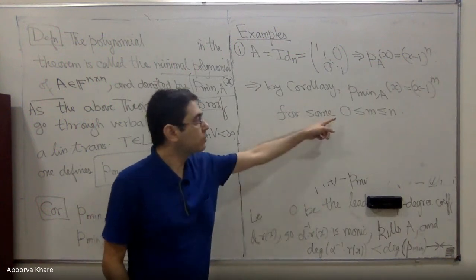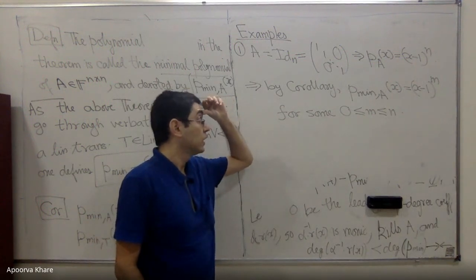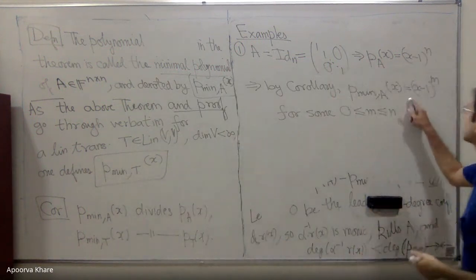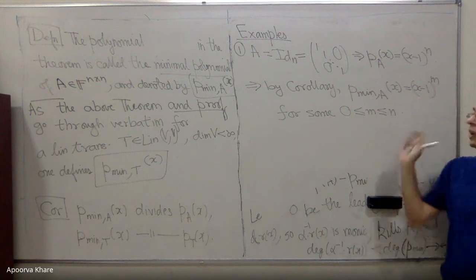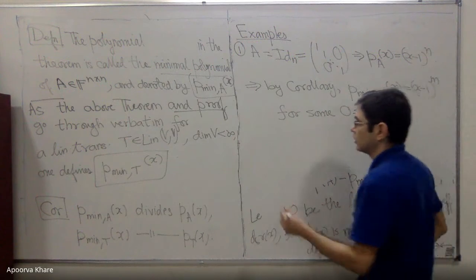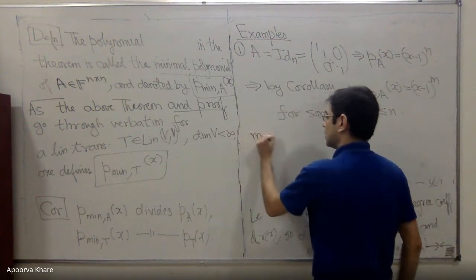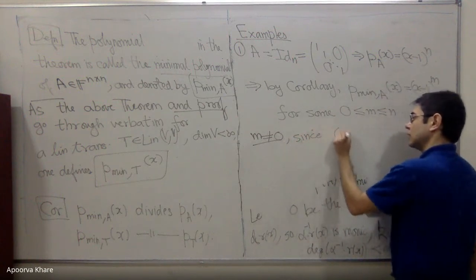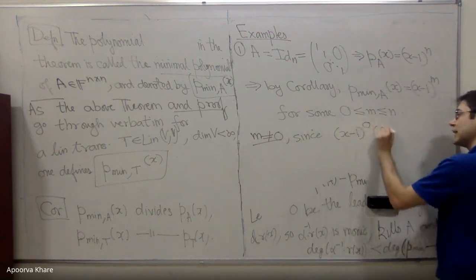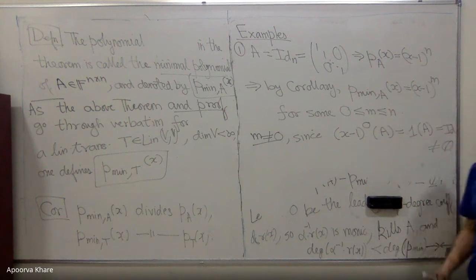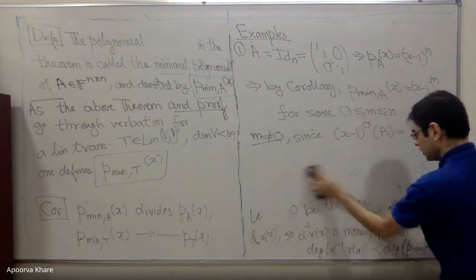Well, can it be 0? m equals 0 is just the polynomial p of x equals 1. 1 evaluated at any matrix gives you the identity matrix. So it cannot be 0, since x minus 1 to the 0 applied to A is just 1 applied to A, and that is the identity matrix, which is non-zero. Obviously, in any field, 1 does not equal 0.